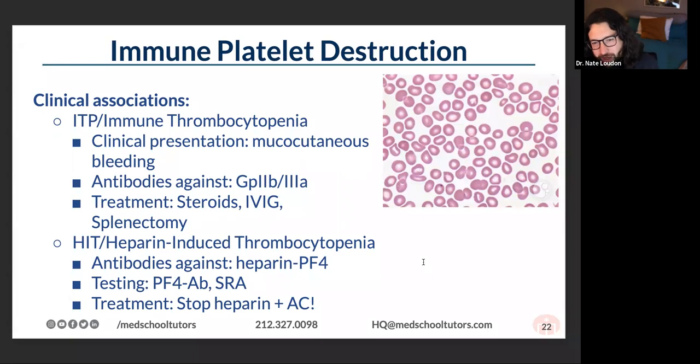So the one that I have seen is argatroban. Nice, yeah, apixaban, sure, totally. So yeah, all right, so that's that.